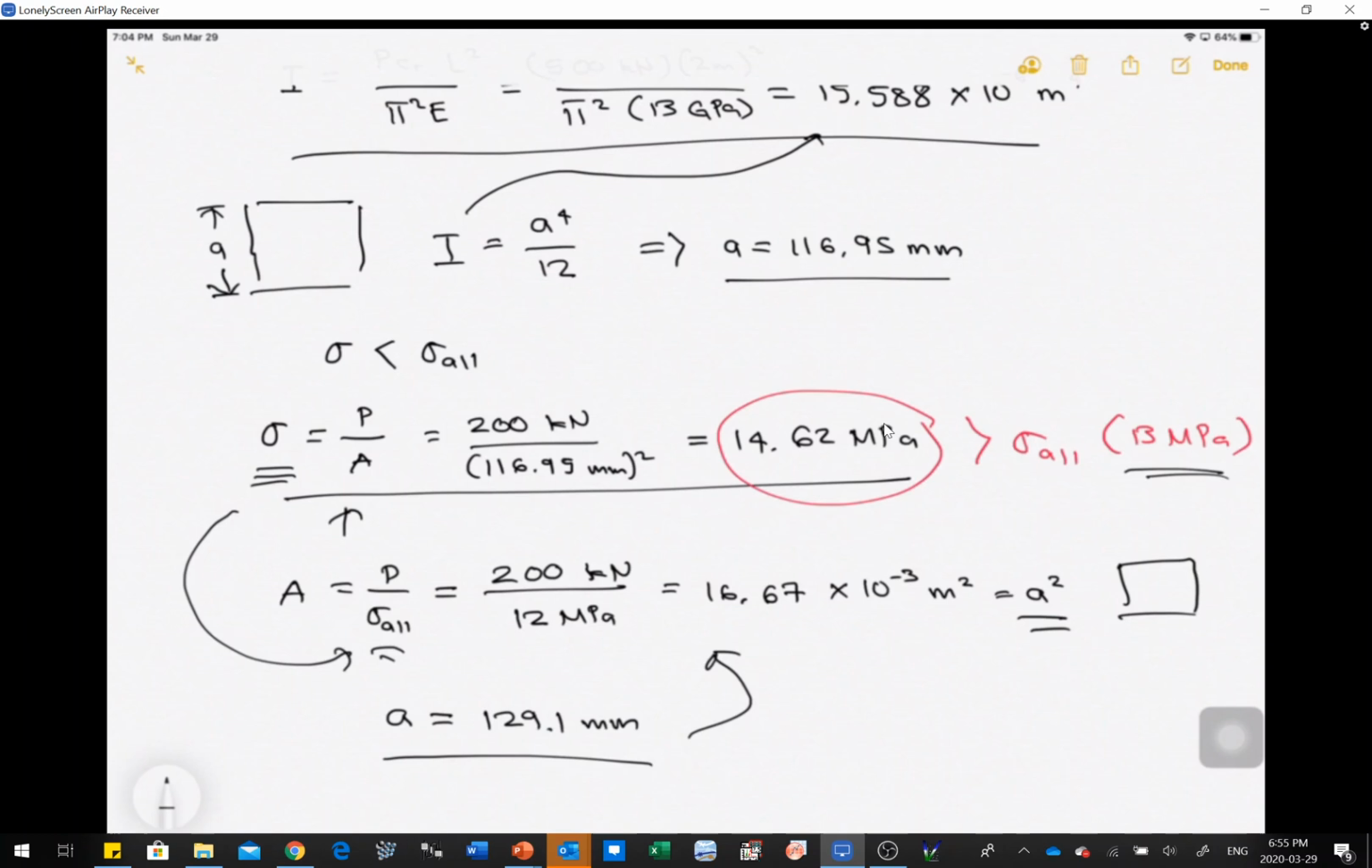Sorry, it's 12. I think I wrote it there as 13, so I'll change it. So that should be 12 MPa. I wrote 12 right here, so that's correct. So that's how you're going to solve this type of problem.